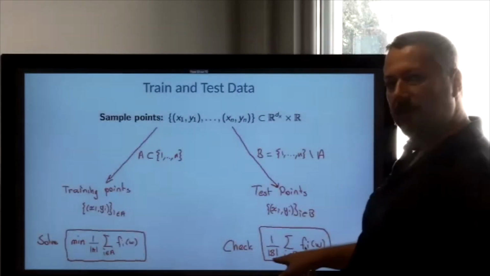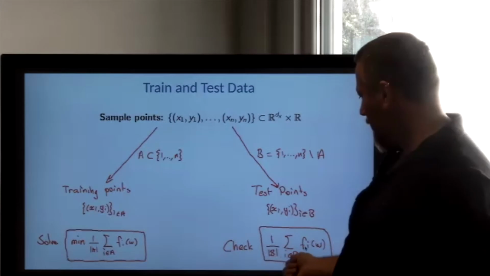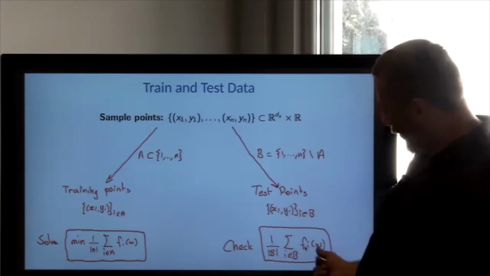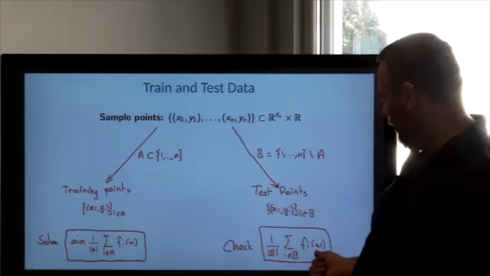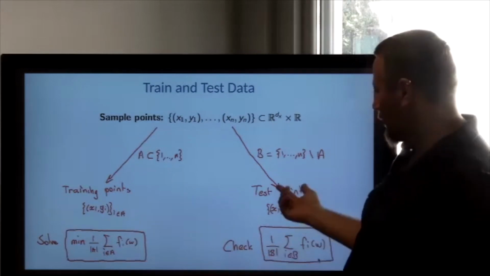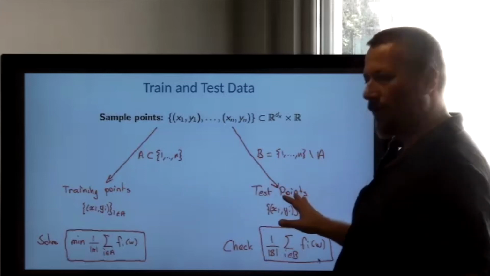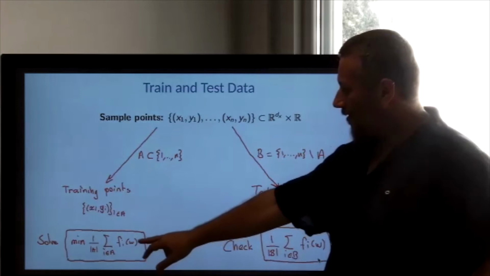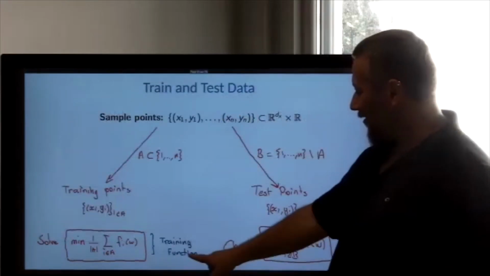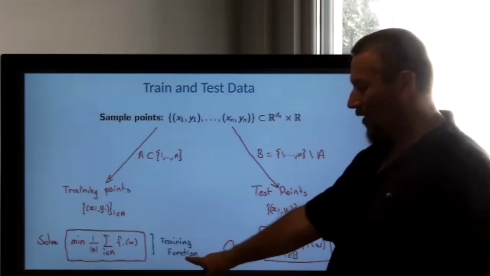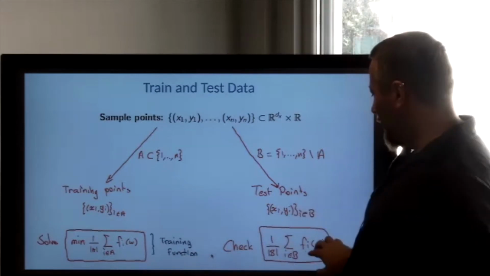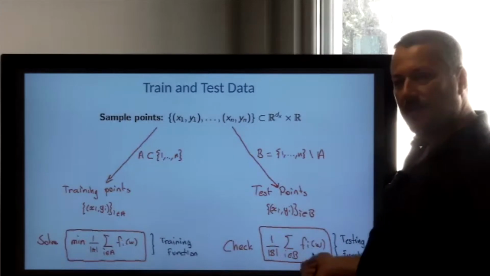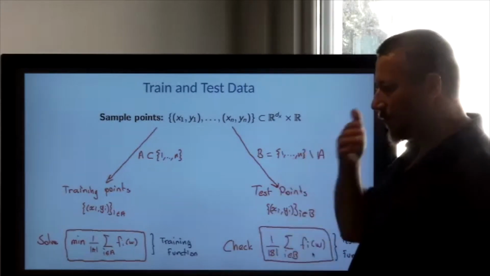check that value, that minimizer, on this finite sum function, loss function, for the test points. These test points you didn't see before. You just put it aside, solve the training, find the minimum of the training function, and see how good it is for the testing function. In practice, that's what people do.